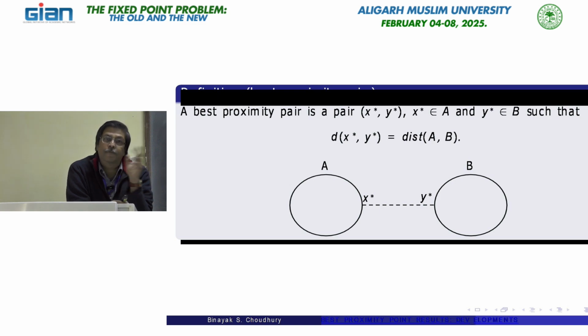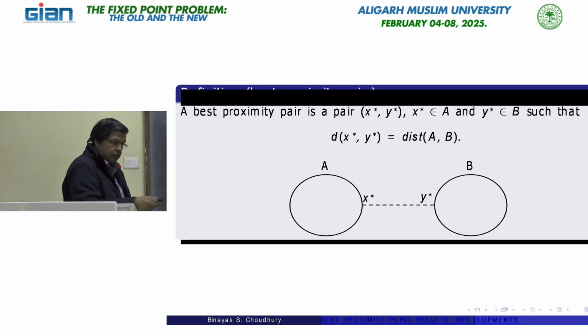How to find them if they exist at all? They may not exist, the infimum may not be attained. And the second thing is that, in the present context, how are they related to fixed point theory? These are the two immediate questions. Before going into any technical discussion, we must give a framework in which we are going to discuss the whole thing, and for which these two questions must be answered.